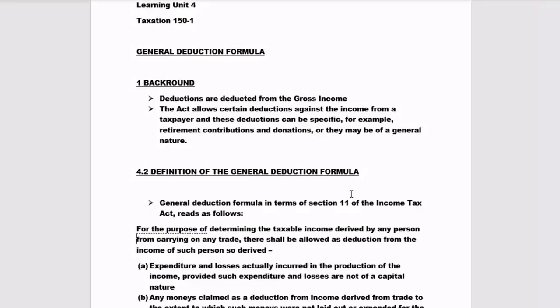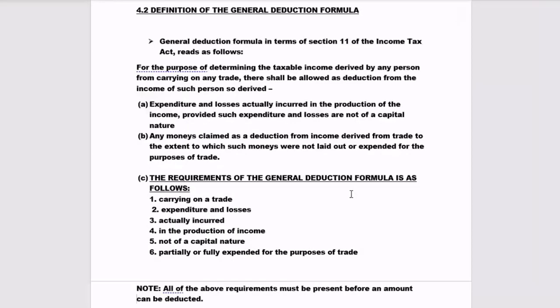So let's have a look at our definition here. The general deduction formula in terms of Section 11 of the Income Tax Act goes as follows: for the purpose of determining the taxable income derived by any person carrying on a trade, there shall be allowed as deductions from the income of such person so derived.